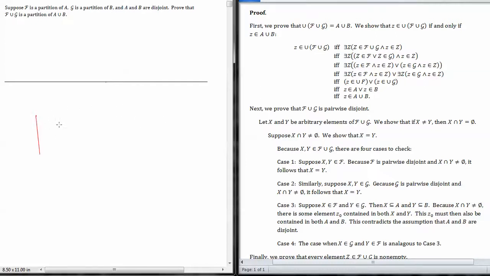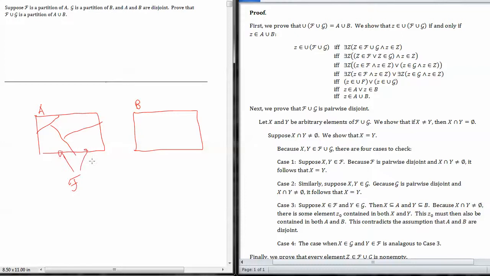Well, we've got A over here somewhere. Call that the set A. And you've got another set B. And we're assuming they're disjoint, so they don't overlap at all. And then we have a partition F of A, which basically is a way of breaking A up into some pieces, such that their union is A, they're non-empty, and they don't overlap at all.